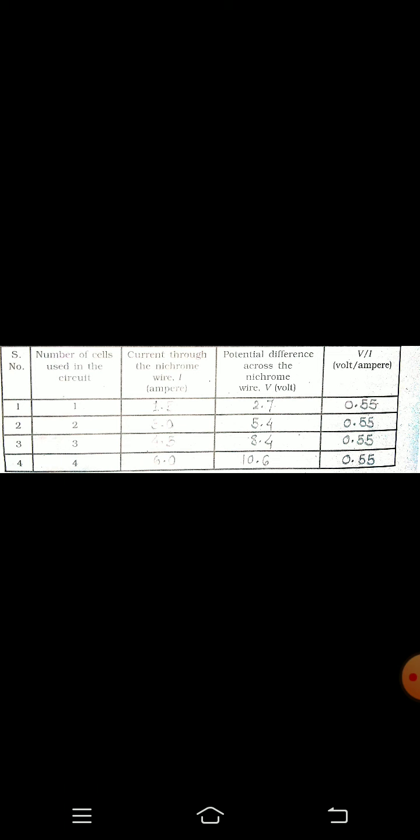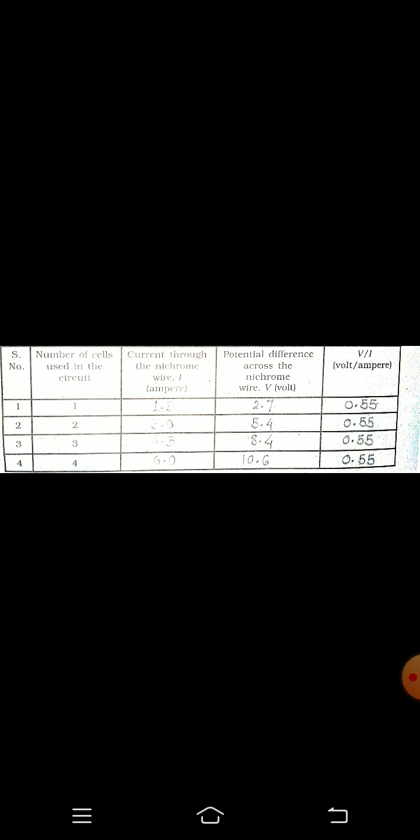So right now we are using one cell, so we will note the reading for I, the current, which will be shown in the ammeter. Then we will note the reading of the voltmeter. And then we will find the ratio of V divided by I. V is potential difference, I is electric current. Here I have noted some readings. So for the first, I is 1.5 and V is 2.7. So I got the V divided by I ratio as 0.55.